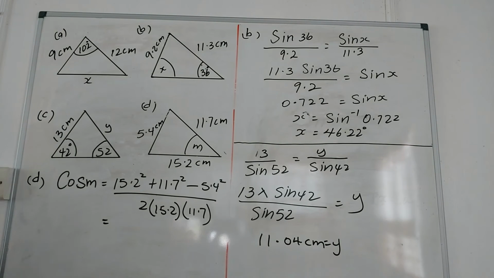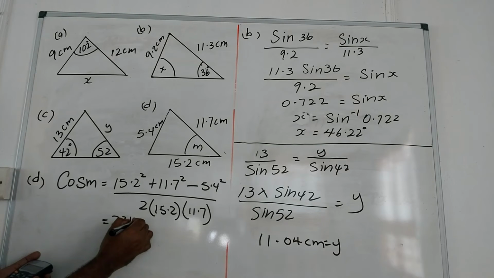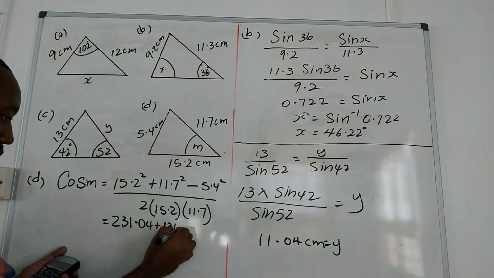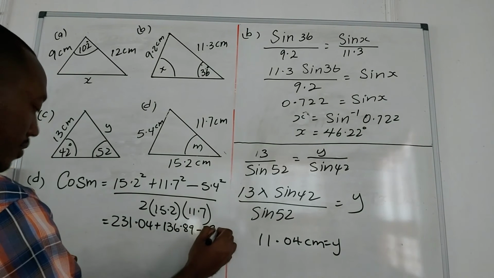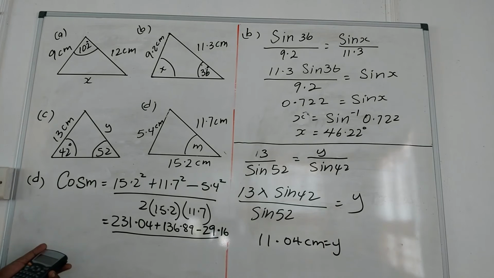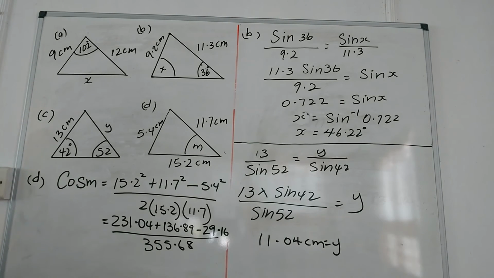So now we will have 15.2 squared plus 11.7 squared minus 5.4 squared over 2 times 15.2 times 11.7, equal to 355.68. Cos M.